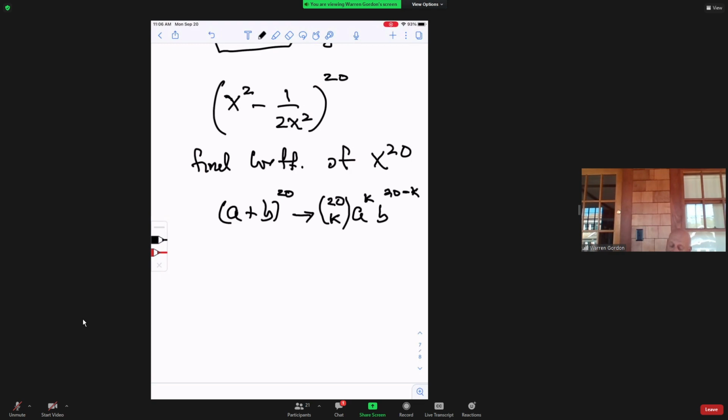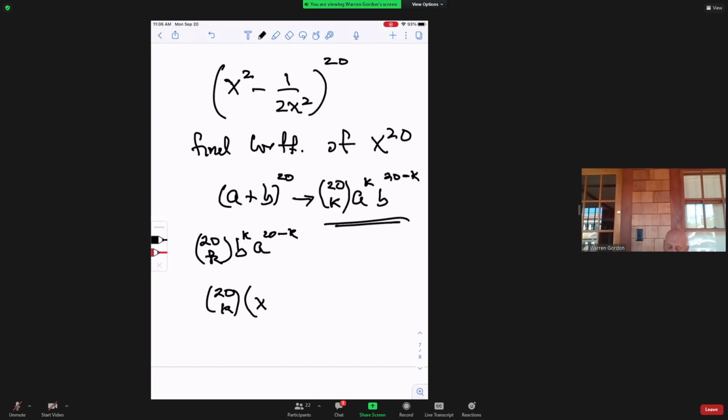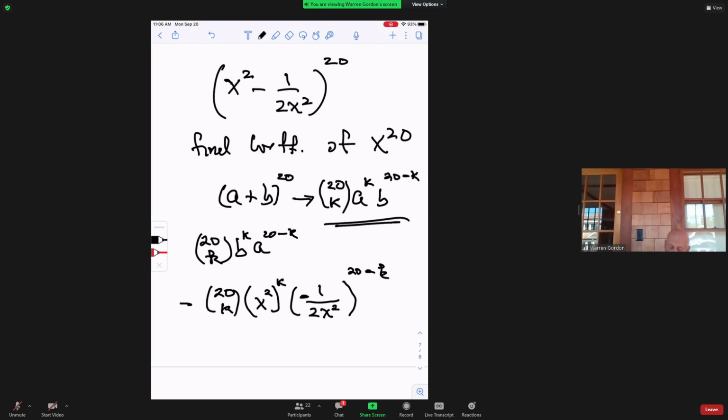By the way, if you wanted to instead, you could have equivalently said 20 choose k, b to the k, a to the 20 minus k. This would work as well. You're just interchanging the order of a and b. I'll work with this one. Okay, so 20 choose k. a is equal to x squared, and b is equal to minus 1 over 2x squared, to the 20 minus k. Okay, so this is the term I'm looking at.